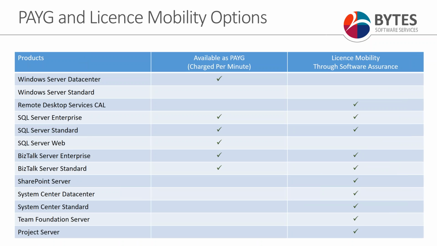Here I've included a table to show what Microsoft products include license mobility and which ones are available on a pay-per-minute or pay-as-you-go consumption basis. Again, I would refer to the product terms for a full list of software because it does change as new products are released or updated.